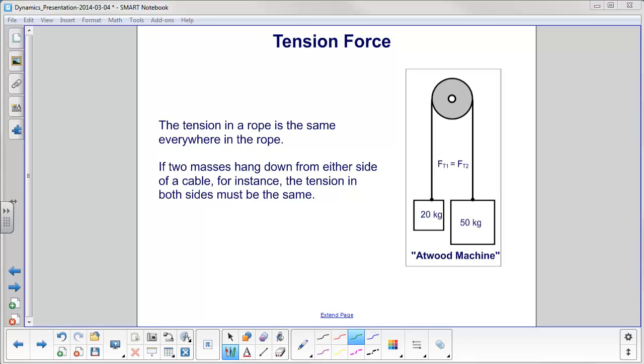Because we are assuming a perfect rope or string, the tension on both sides will be the same. If it were not, then the rope would stretch or it would compress, and that would add a lot of complexity to the problem. So we'll just assume that the tension is the same.